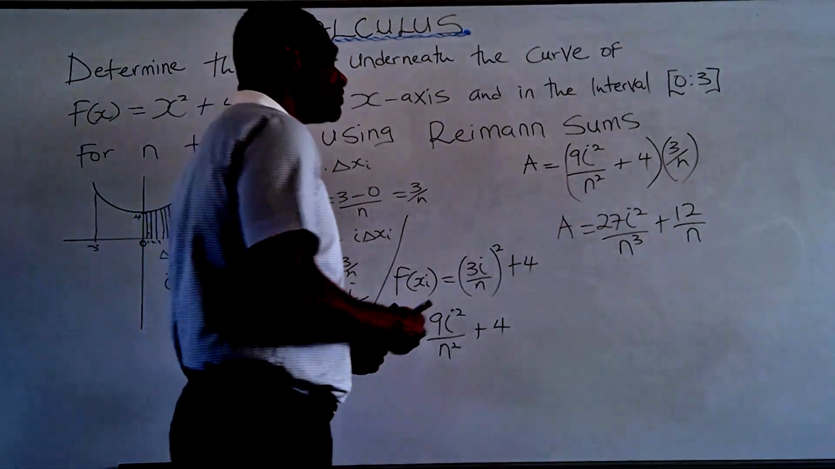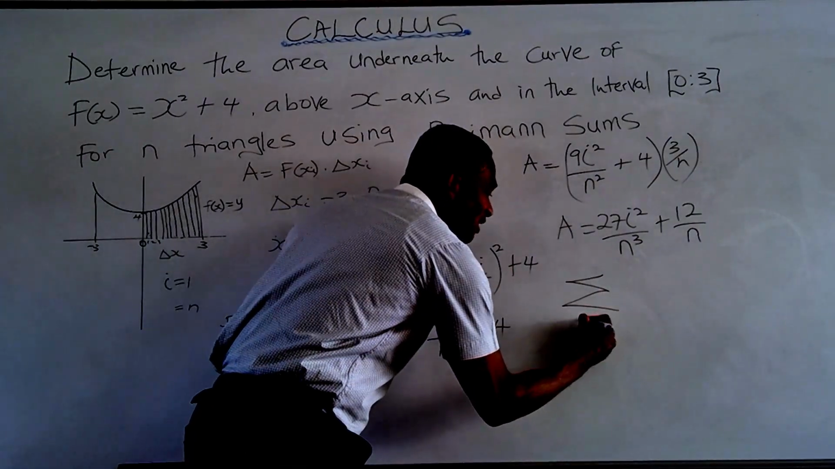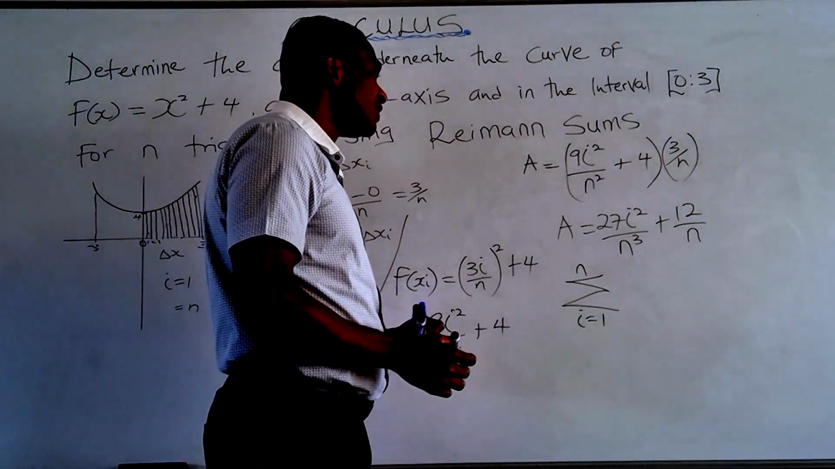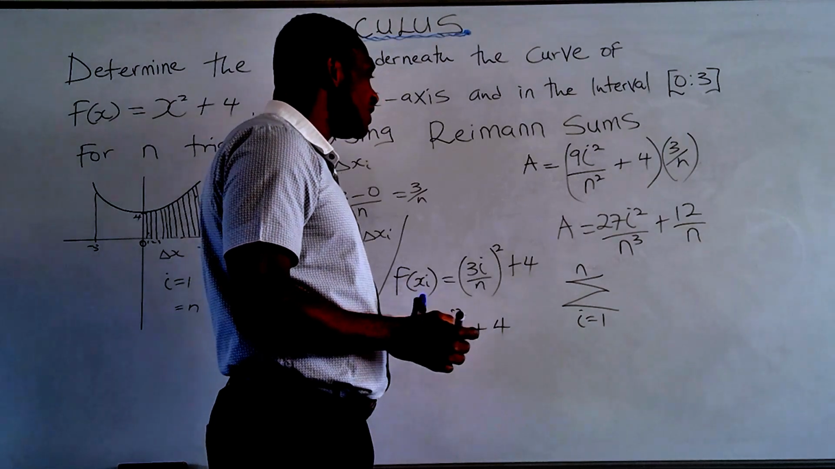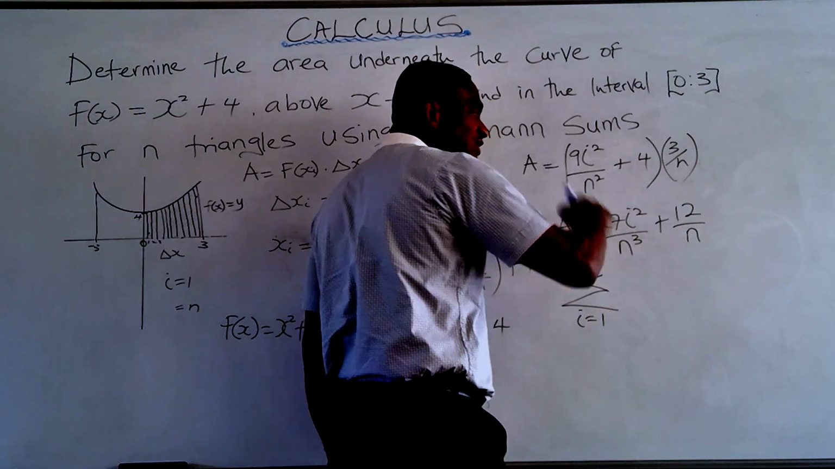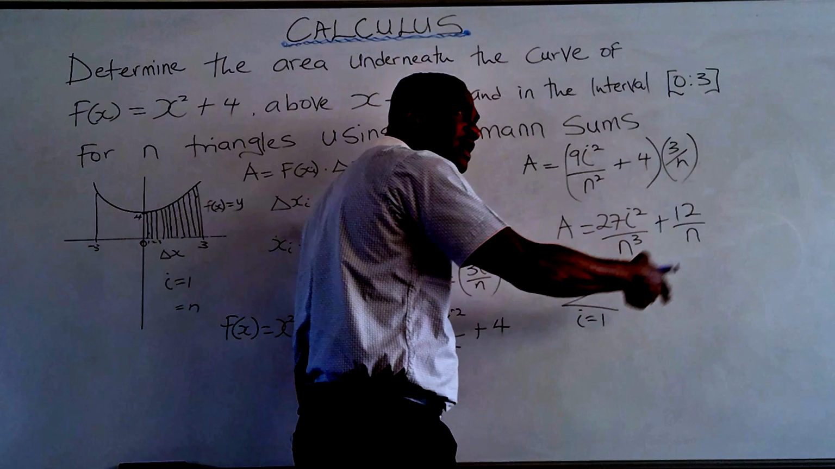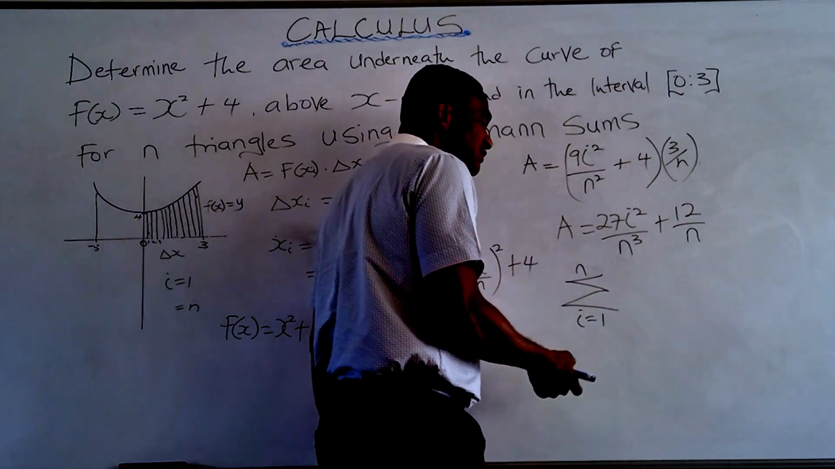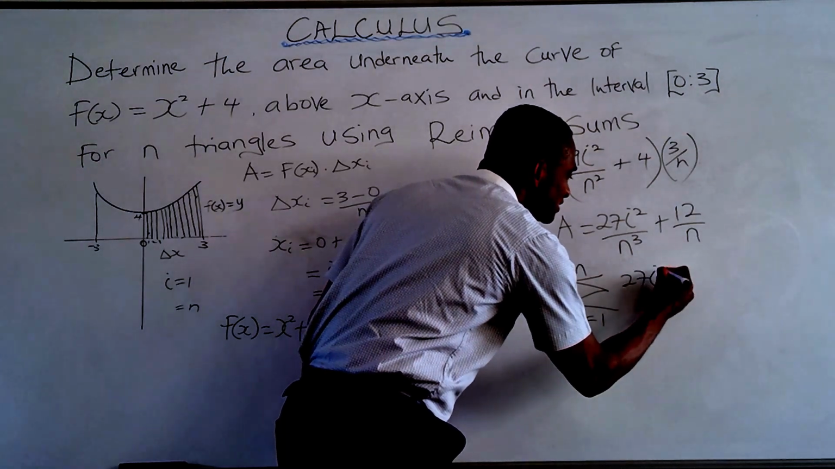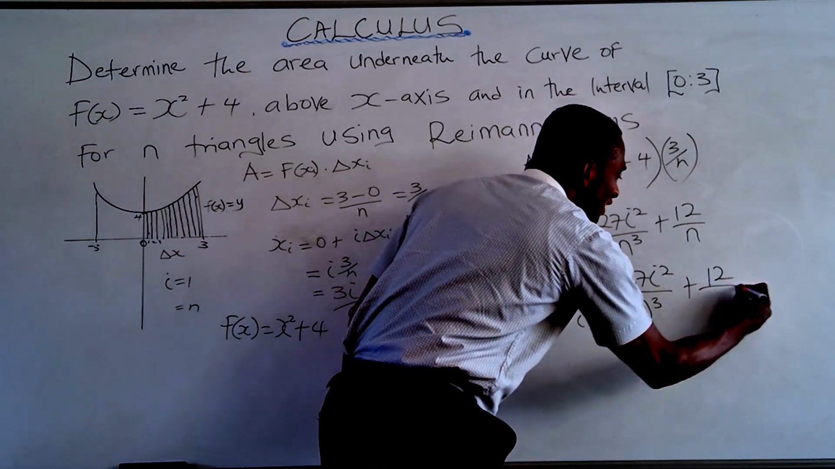For multiple rectangles, we think about the summation of all the rectangles as i starts from 1 to n, any number of rectangles. From 1 to n, and then we have this. So this will be repeated multiple times, when i is 1, when i is 2, when i is 3, when i is 4, and so on. So we will have 27i squared over n cubed plus 12 over n.